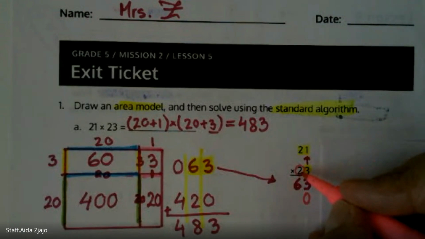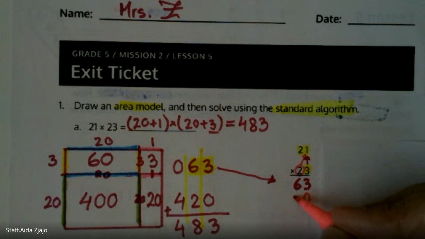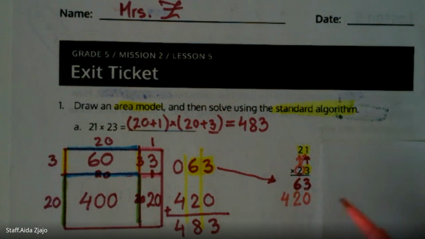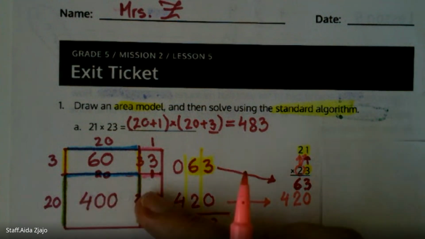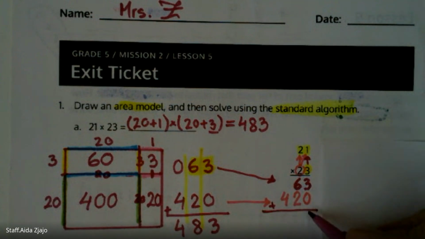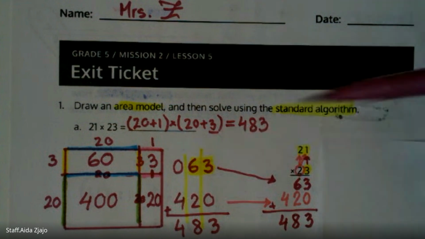Let's prove it. Now the 2 is going to be multiplied by 1. 2 times 1 is 2, and 2 times 2 is 4. So we got ourselves 420, which is exactly the second part of the area. Now if you add all this together, 3 plus 0 is 3, 6 plus 2 is 8, and 4, so you got 483. So this is just the same thing as the area model.